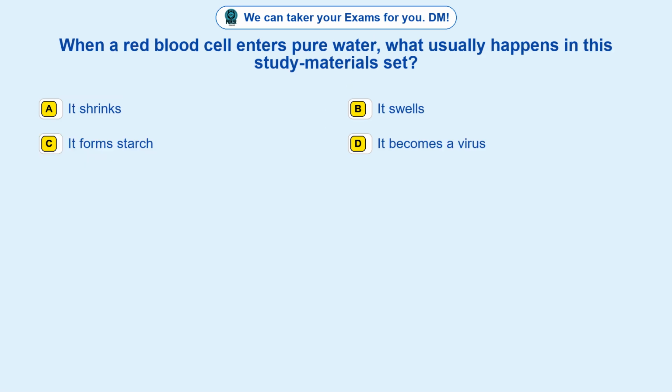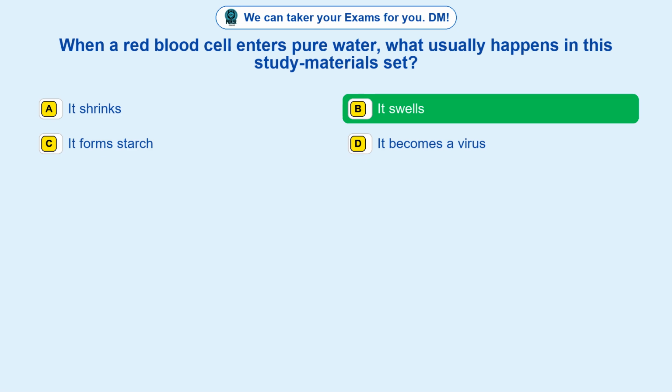Question 8. When a red blood cell enters pure water, what usually happens in this study materials set? Option A, it shrinks. Option B, it swells. Option C, it forms starch. Option D, it becomes a virus. The correct answer is option B.